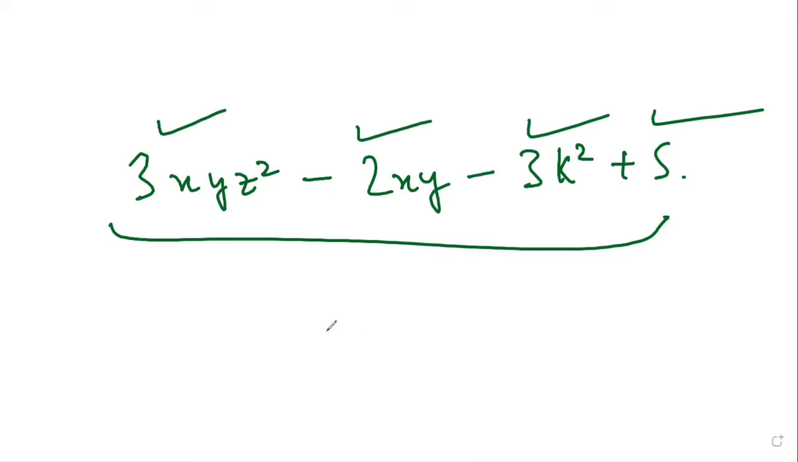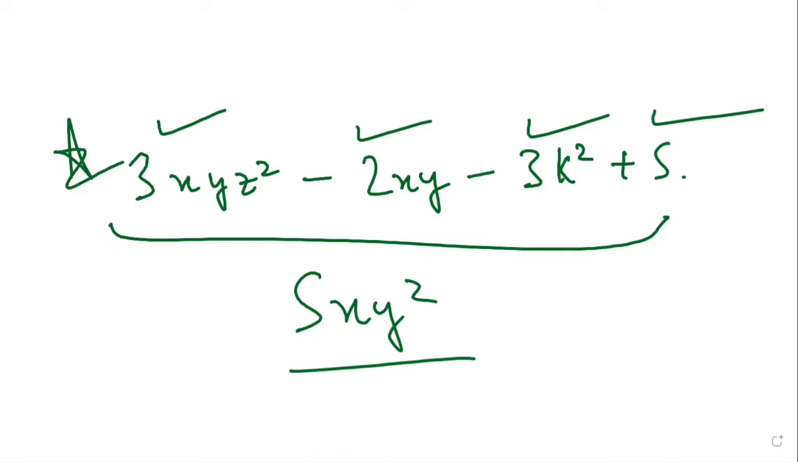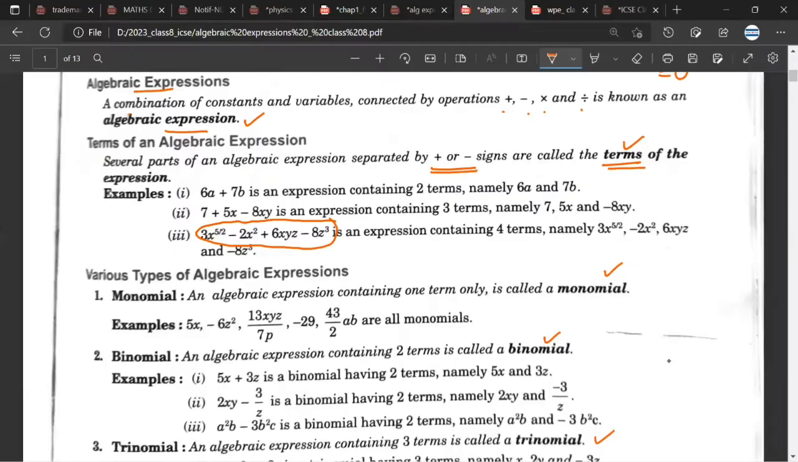So for example, if they write something like 5xy square, then you have only one term because there is no separation, no other terms are there. There is no other plus 5 or plus 5 minus 5y square plus k. So those things are not there. So this algebraic expression consists of 4 terms. Are we clear? Yes.